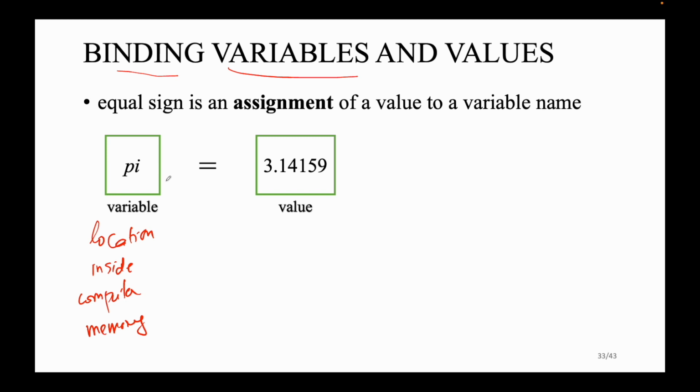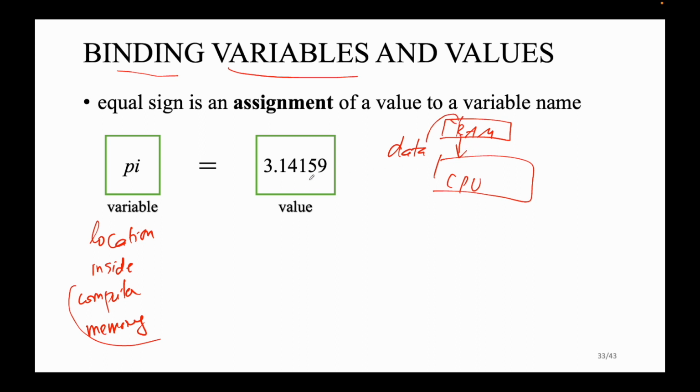If you still remember what we discussed in the previous lectures, maybe you remember computer memory. You have data here and you have a CPU. Data cannot directly move into the CPU. It must go to memory, computer memory, or what we call RAM, first, and then go inside the CPU. So a variable is a location inside computer memory.